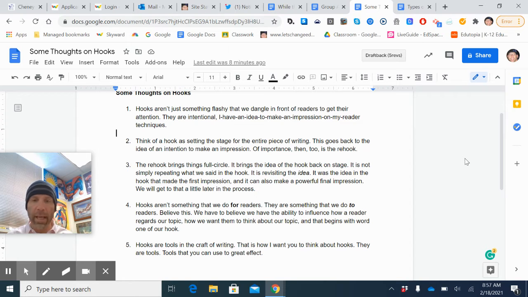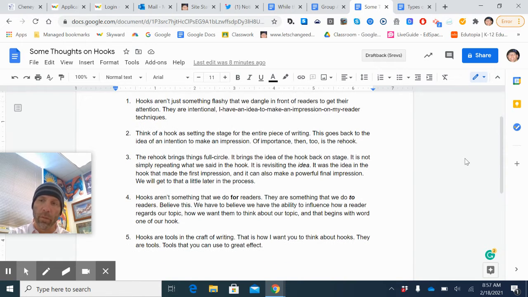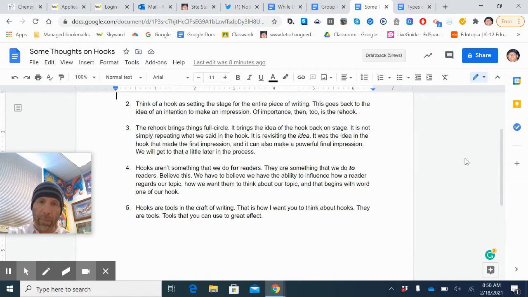That influence begins with word one of our hook. There is power there, and I want you to imagine and use that power. And then finally, hooks are just tools in the craft of writing. That's how I want you to think about them. They're tools, and I think that they're tools that we can use to great effect.